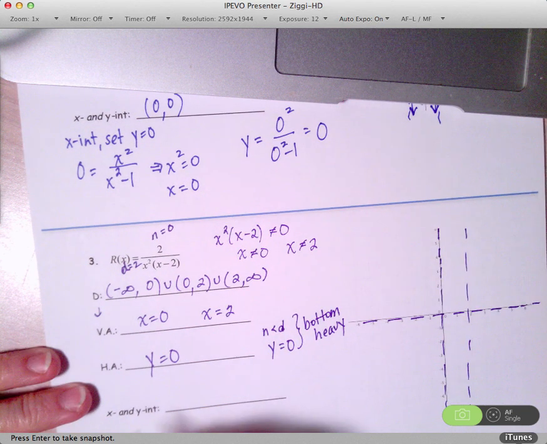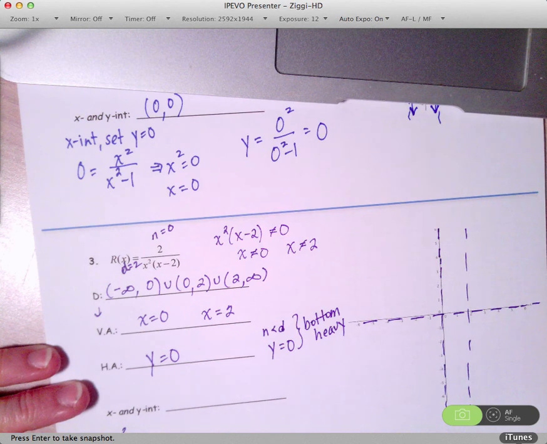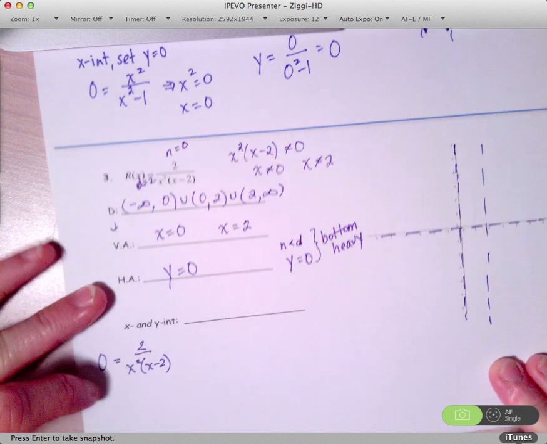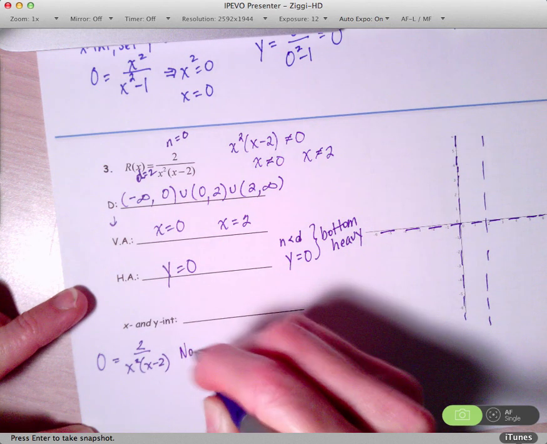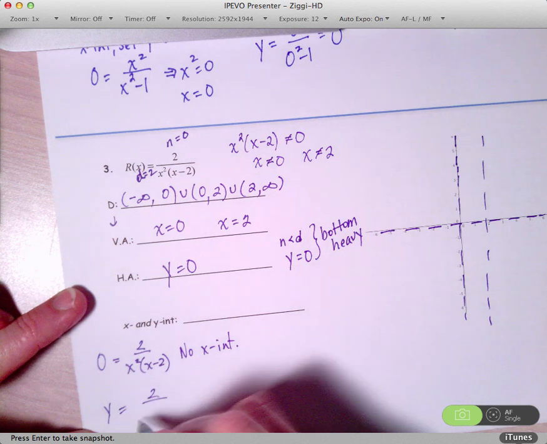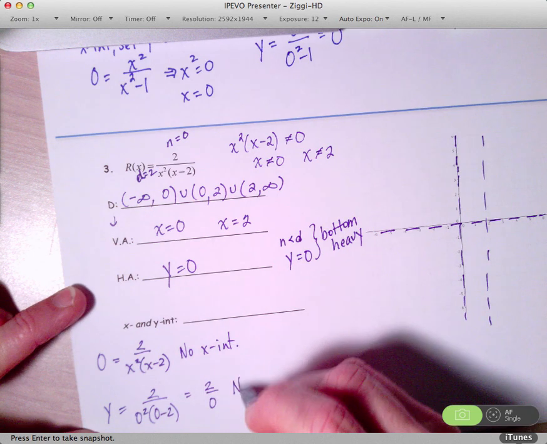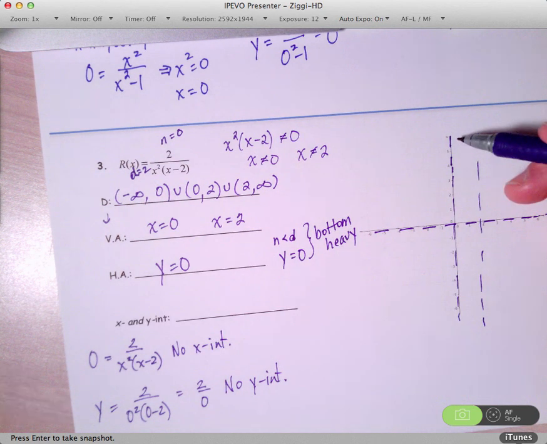See what happens. When I fill in 0 for y, I get 2 over x squared times x minus 2. And you can't see that, can you? Let's see. There you go. Try to straighten it out. The only way to get 0 is if the numerator was 0, but the numerator cannot be 0 here. So this one has no x-intercept. And if you try the y-intercept, that would be y equals 2 over 0 squared times 0 minus 2, which would be 2 over 0, which is undefined, so there's no y-intercept. That makes complete sense because there's an asymptote on the y-axis and an asymptote on the x-axis, so it shouldn't cross there at all.